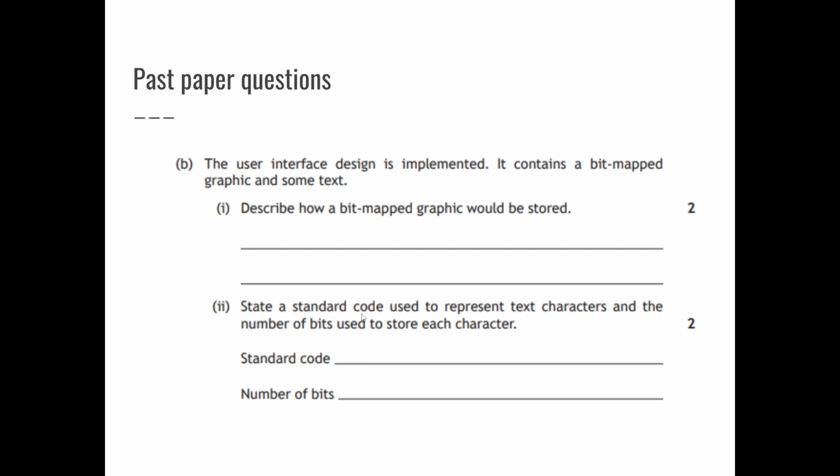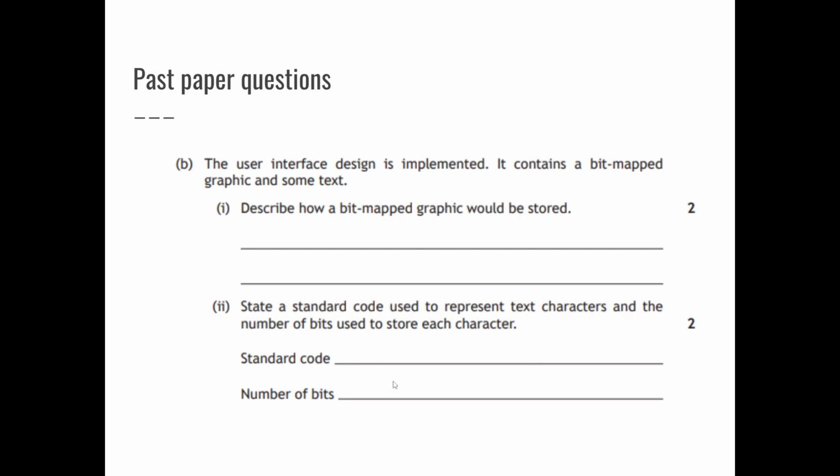We've got some reminder questions here. Let's see if you can do this one. State a standard code used to represent text characters and the number of bits used to store each character. I bet you can't remember the code. I'll give you a clue. The short name for it is ASCII, A-S-C-I-I. Okay, it's American Standard Code for Information Interchange. You actually would get the mark for just writing ASCII.